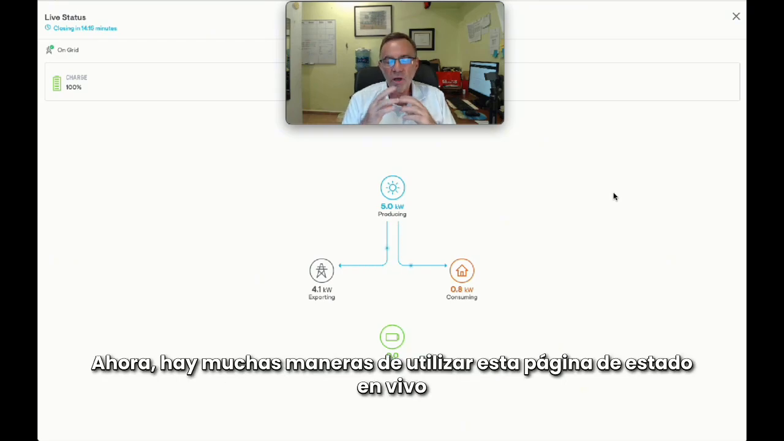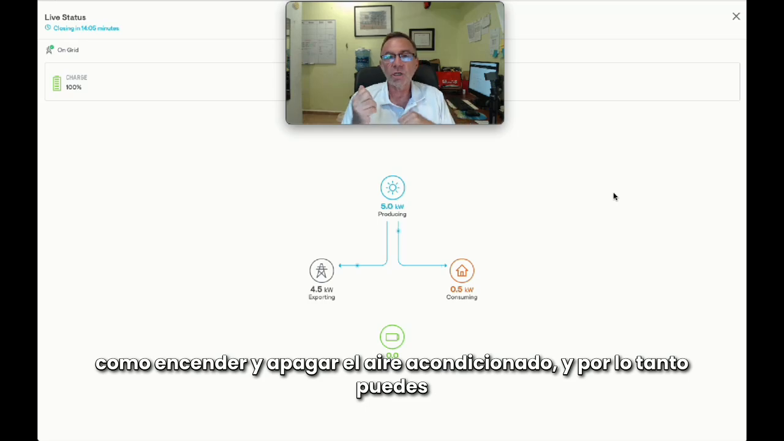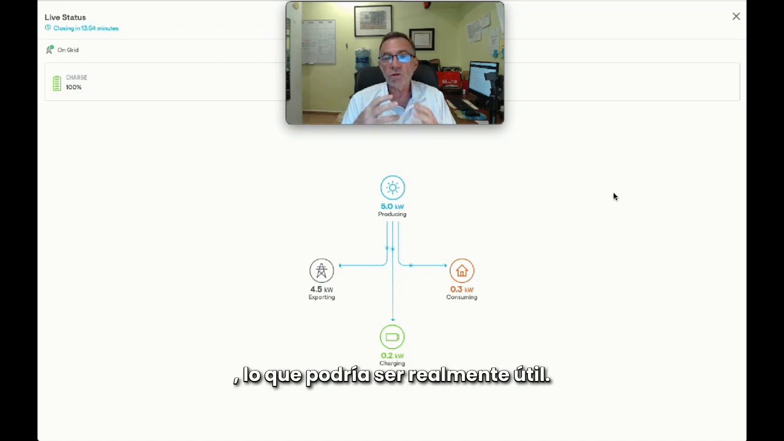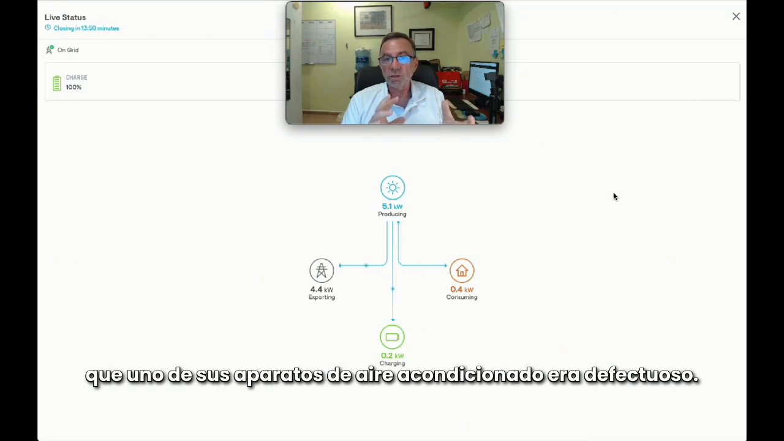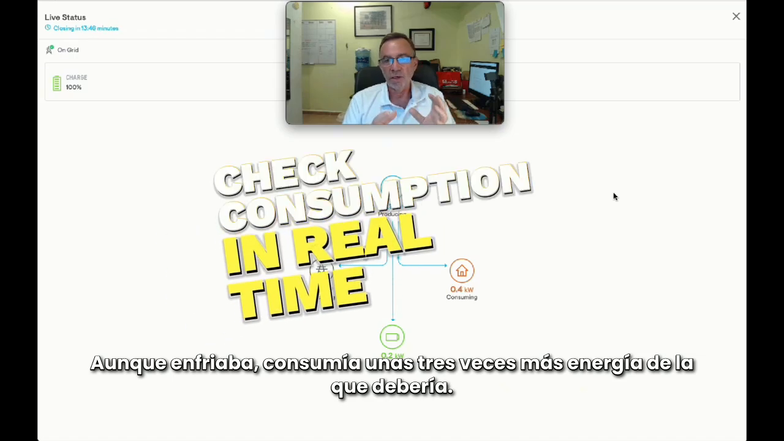Now, there are lots of ways to use this live status page, but one of my favorite features is if you are at home and you walk around, you can do things like turn air conditioners on and off, and therefore you can calculate exactly how much power a particular piece of equipment is using, which could be really useful. I actually had a client recently find out that one of his air conditioners was faulty, so even though it was cooling, it was using about 3 times more power than it should have.